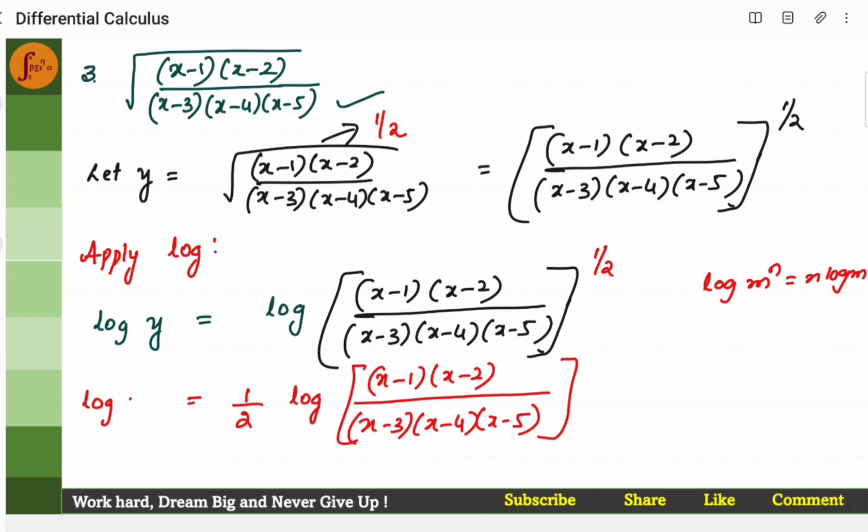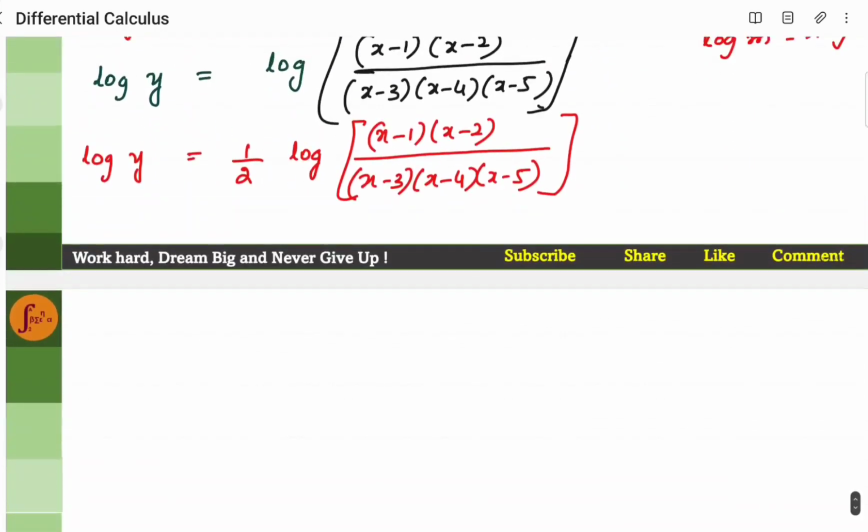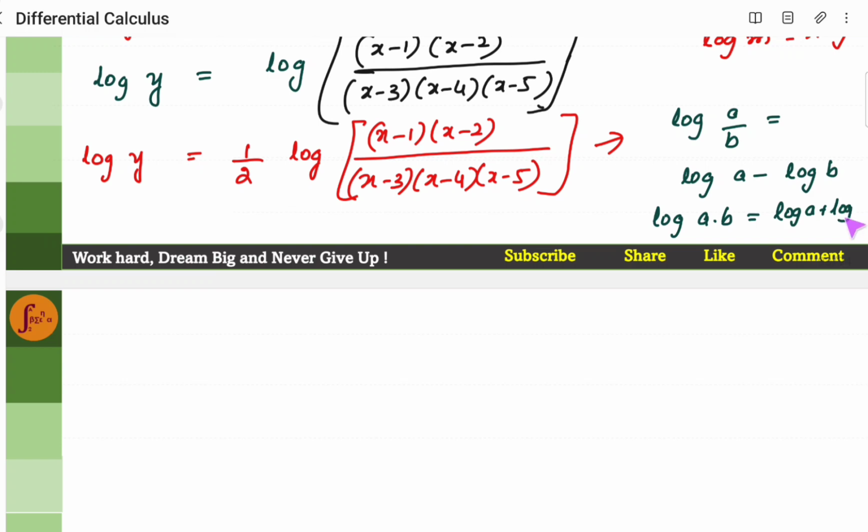This is log y. Now, if you observe, we'll have to remember the other logarithmic properties. What are those? Log of a by b can be written as log of a minus log of b, and log of a into b can be written as log of a plus log of b. Now we'll have to use both these properties because you have division here and you have multiplication. So we'll first solve the division. This is this by this, so log of this minus log of this.